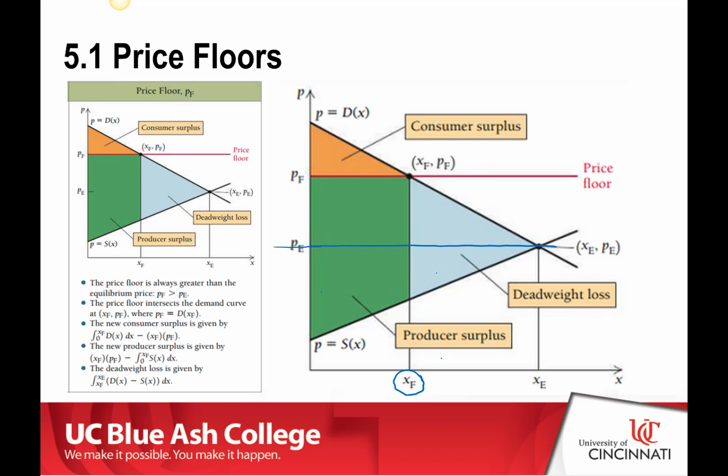The objective is, as before, that the producer is going to gain this new green rectangular area, and the hope is that this new green rectangular area exceeds the blue triangular area that they're losing. The objective here with a price floor is to get more money to the producer to support them.